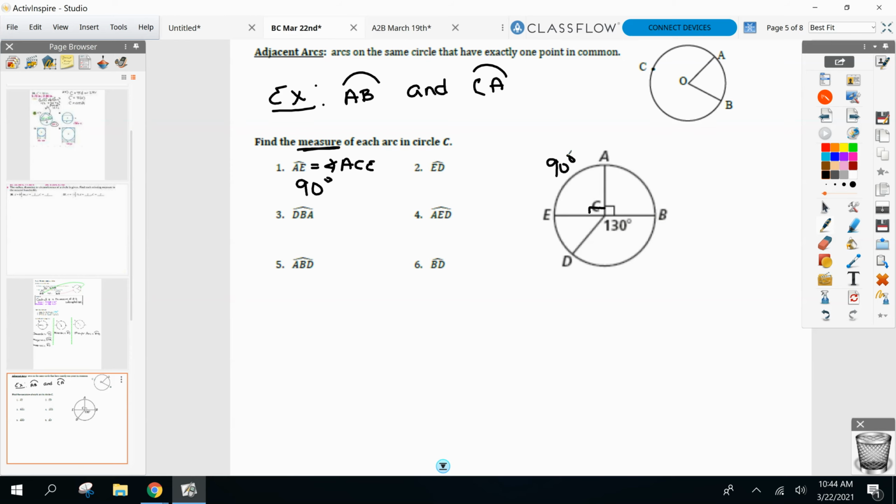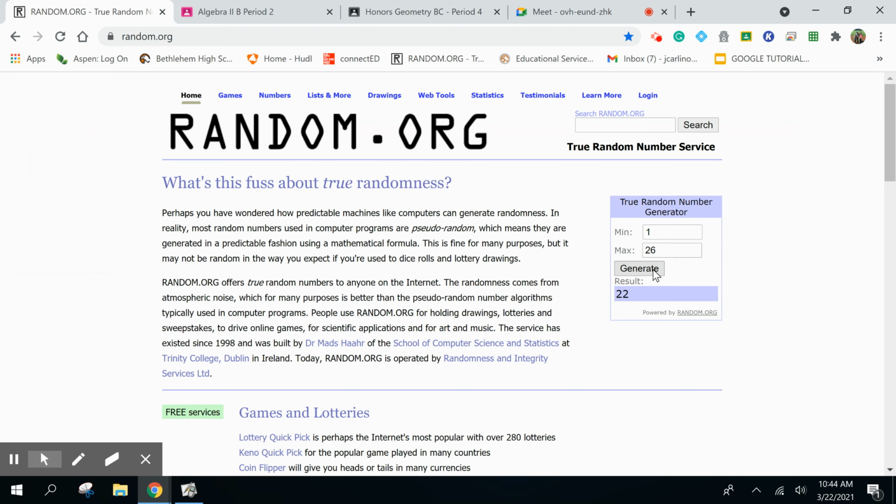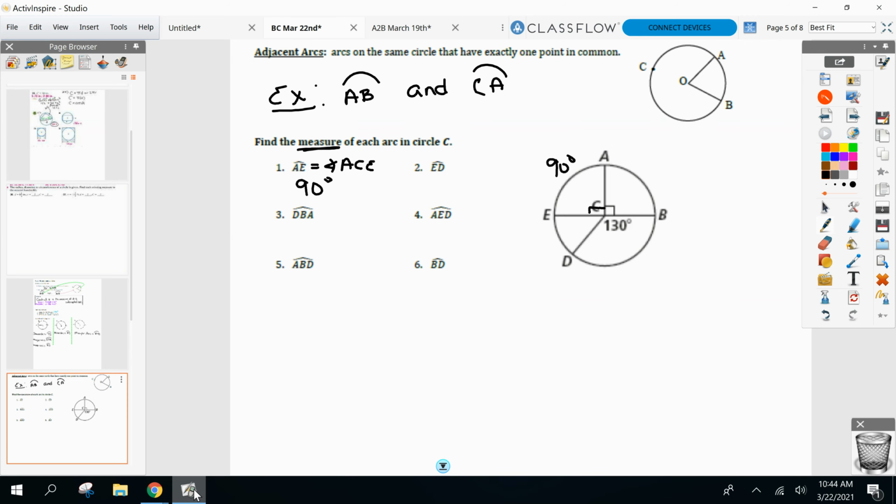Follow the order of the letters, remember. Follow the order of the letters. All right, what do you say here? ED. Hannah, what do you got? ED? 50 degrees. Good work. 50.